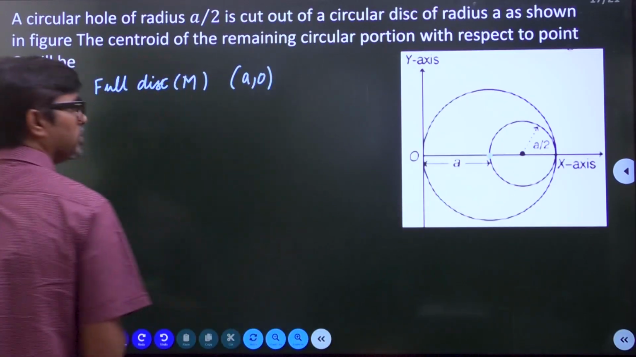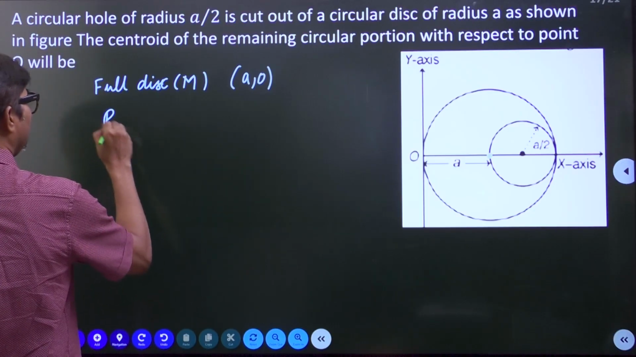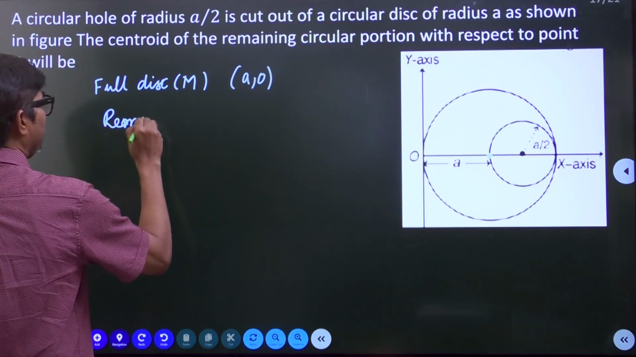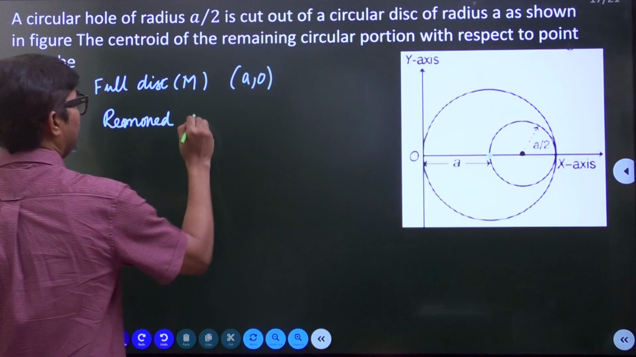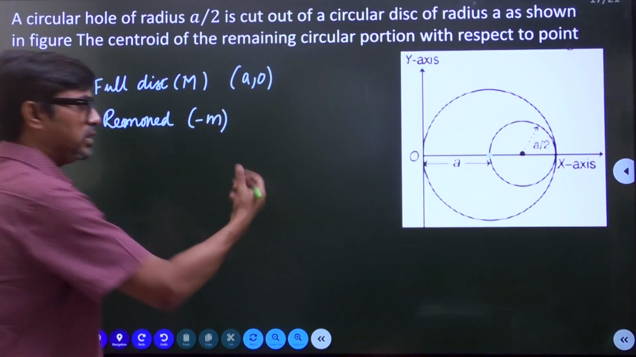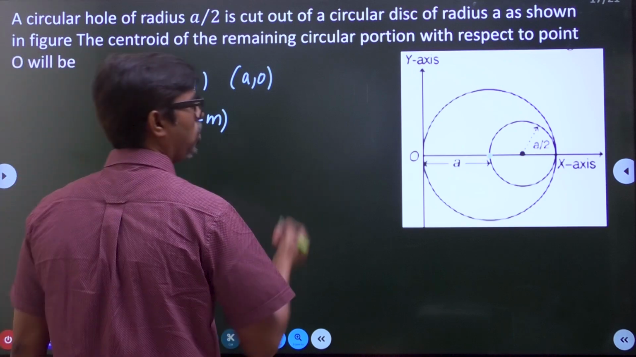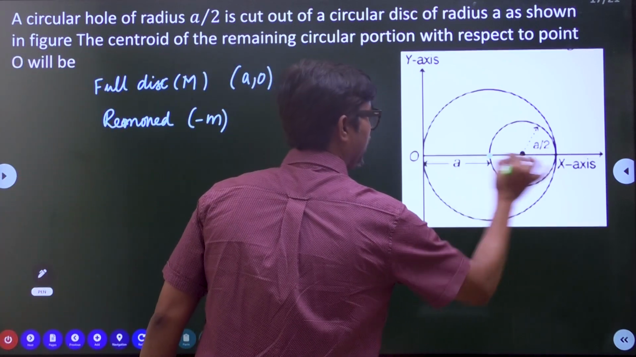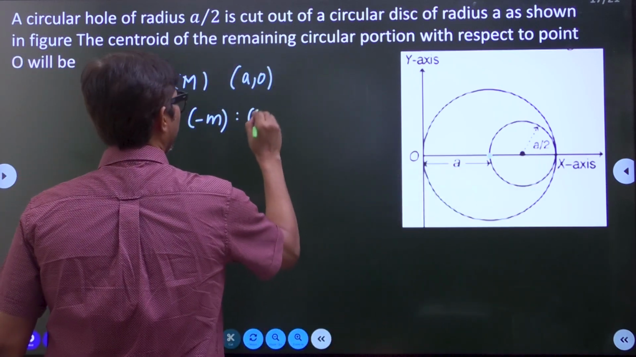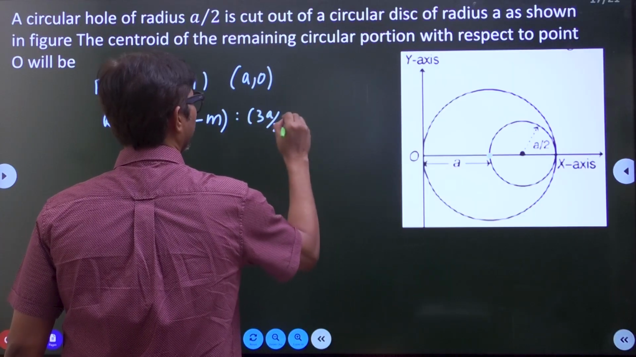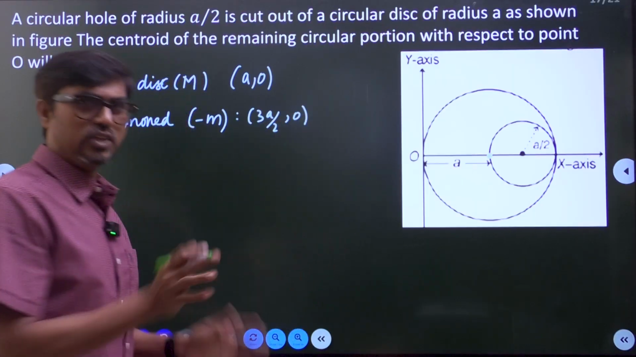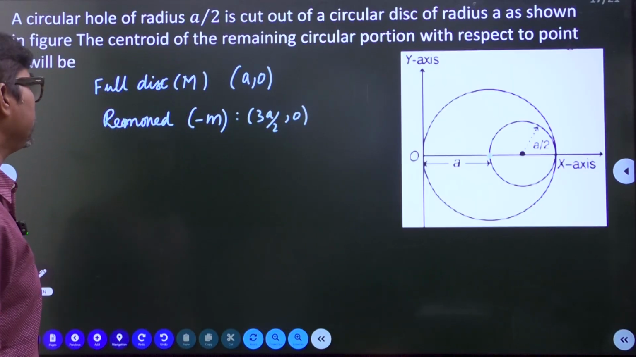Okay. Then the removed part, let's call it minus m because it's negative mass. Removed is like negative mass you have. The removed part will have its coordinate there. This one is a by 2. a plus a by 2 is going to be 3a by 2, comma 0. So only the x coordinate we need to focus on. The y coordinate of the center of mass will be 0 only.